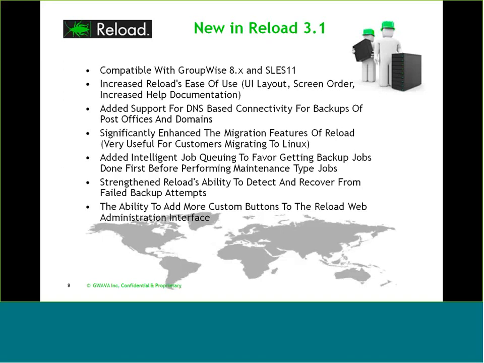The profile in Reload is very much like a profile in Retain, and basically it's going to represent the post office. You can run up to 20 of these profiles, or 20 post offices, to be backed up on one Reload server. And we do both the GroupWise post office and the GroupWise domains, so that you have the ability to back up 20 POs per Reload server.